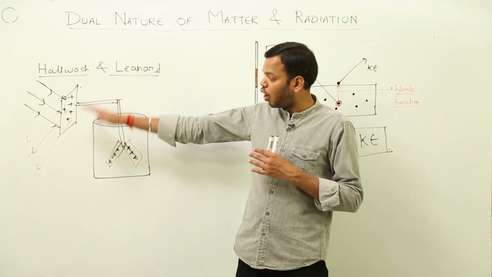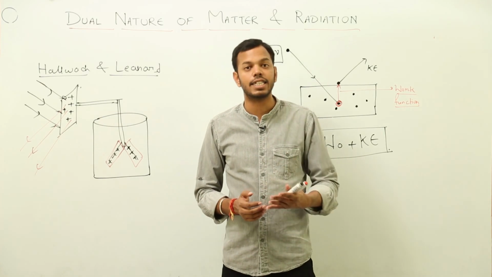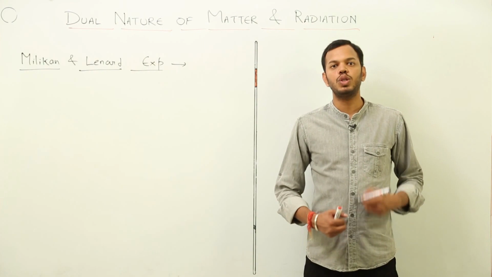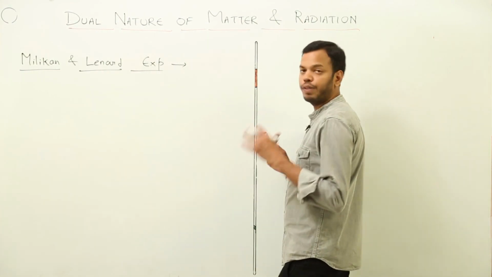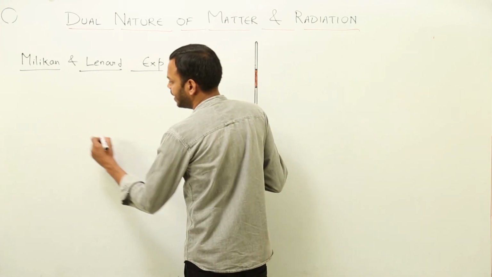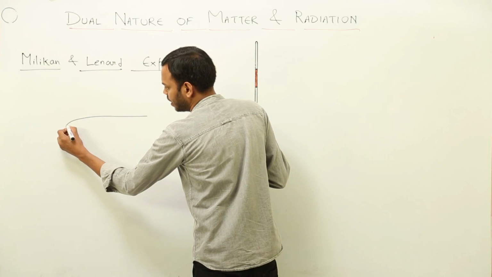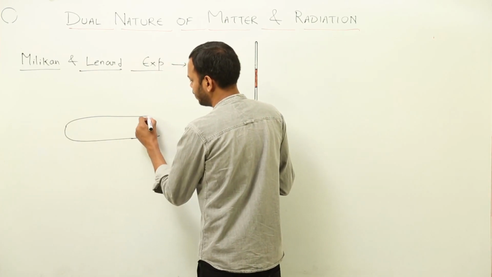So following this experiment, Lenard and Millikan performed a detailed experiment on photoelectric emission. Now to study in detail about photoelectric emission, Millikan and Lenard devised an experiment. What they did, they took a vacuumized glass tube.